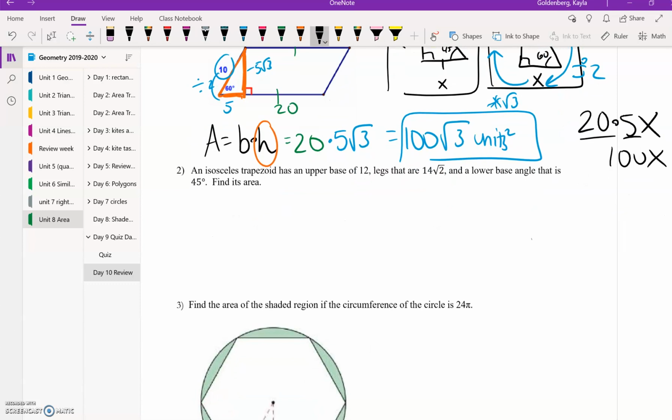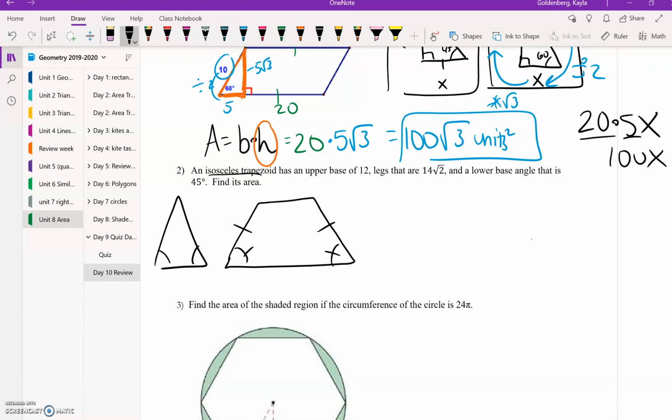Let's see, it's an isosceles trapezoid. So if I draw that, that means my two legs are congruent. My base angles are congruent, really similar to an isosceles triangle. It has an upper base of 12.